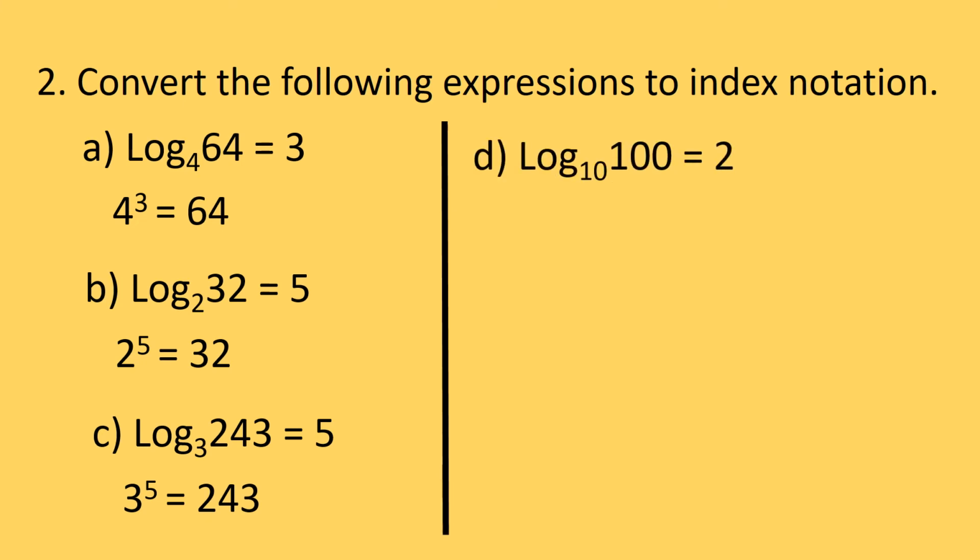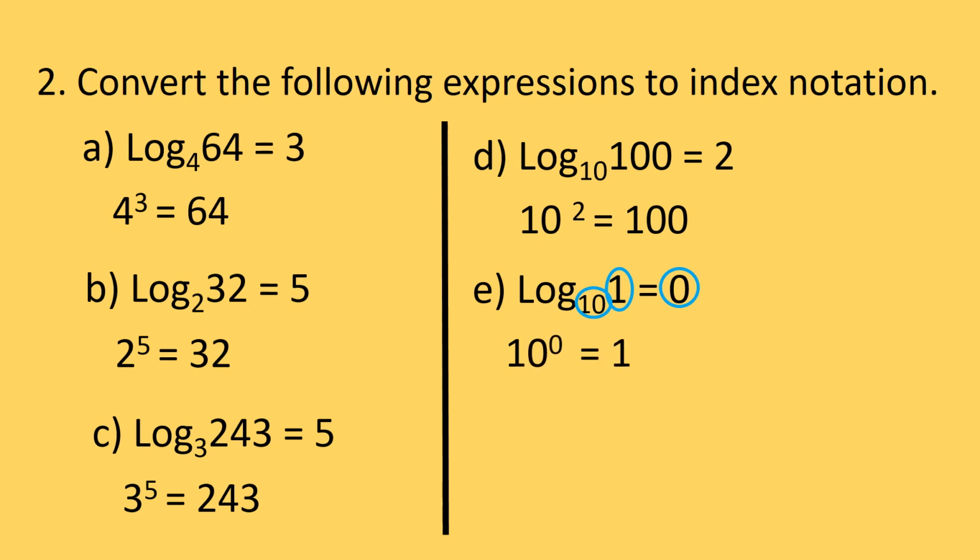Question D. Logarithm of 100 to base 10 equals to 2. We express this as 10 raised to 2 equals to 100. And this is written as 10 squared equals to 100. Question E. Logarithm of 1 to base 10 equals to 0. To express this to index notation, we take 10 to power 0 equals to 1. And this is written as 10 power 0 equals to 1.